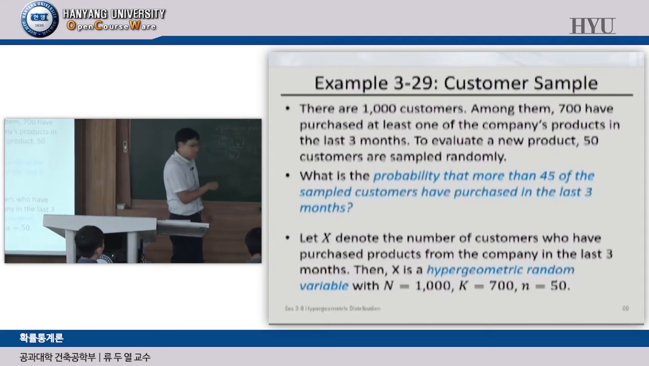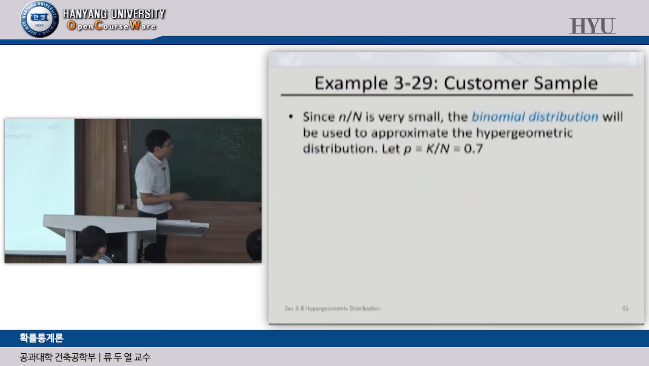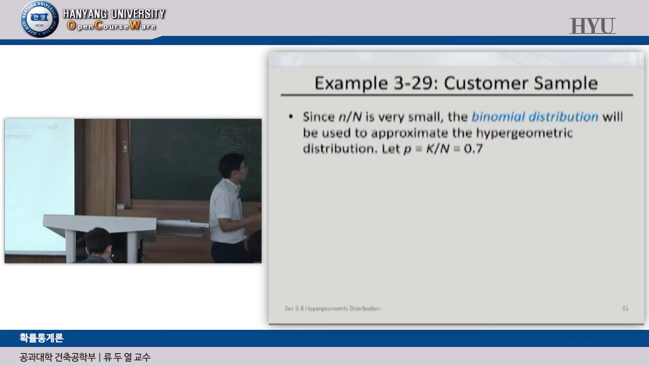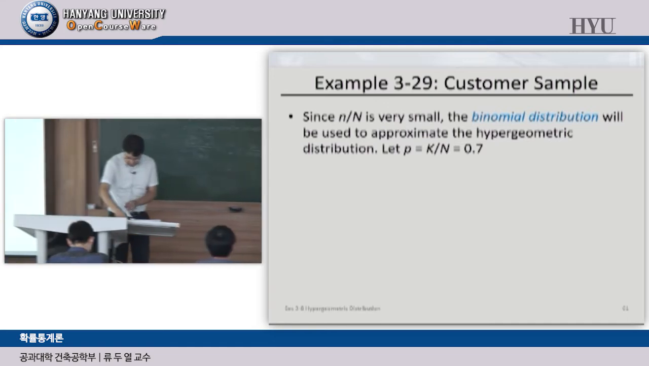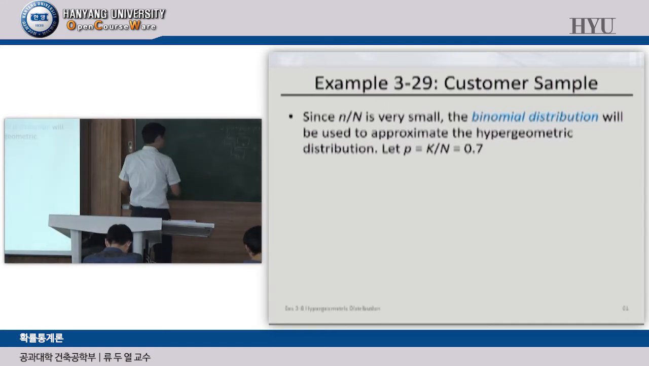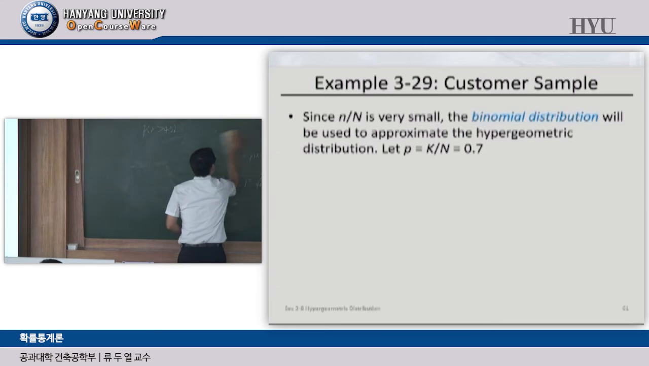So it is almost impossible to solve this problem by hand. Since small n over large N is very small in this case, the binomial distribution will be used to approximate the hypergeometric distribution. So in this case, the probability is large K over large N, right? That is equal to 0.7. So this can be changed to the binomial distribution case.